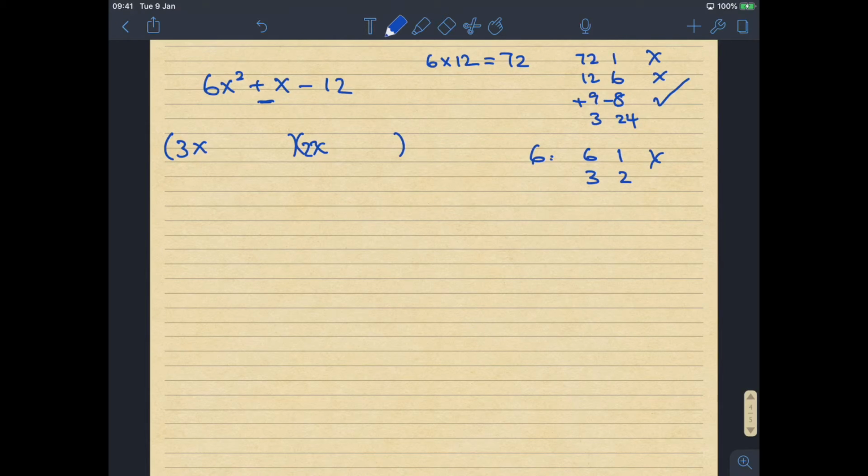So it must be 3x and 2x. Something times 3 is 9, so that must be 3, because nothing times 3 is 8. So we need the plus 3 here. That's how we get the plus 9 in the middle. And then we have minus, something times 2 is minus 8, so that must be minus 4. So that's this equation factorized.